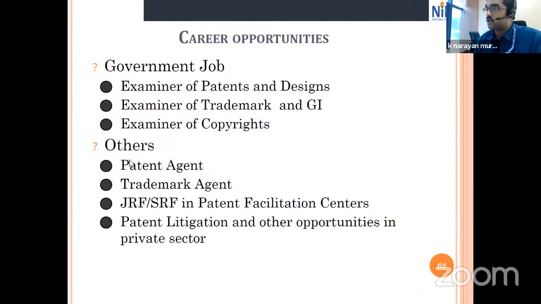Suppose you don't want to work in government, you want to work in the private sector. You can be a patent agent, where you can file applications on behalf of inventors and prosecute those applications in the patent office. Again, you have trademark agents, patent facilitation centers, and patent litigation opportunities in the private sector. You can be a patent agent and still work in a startup and accept applications from others. A patent agent opening a startup could be a new startup idea for you.